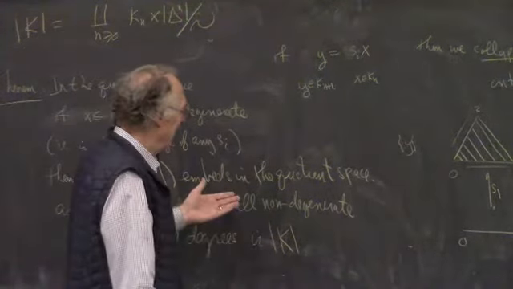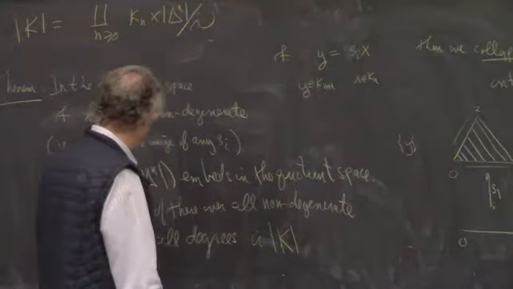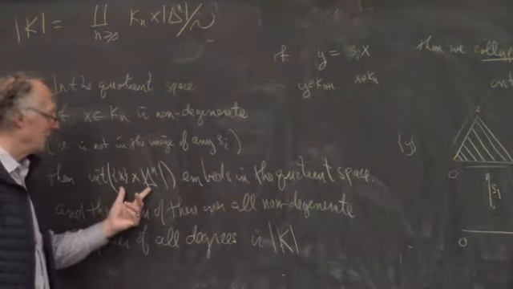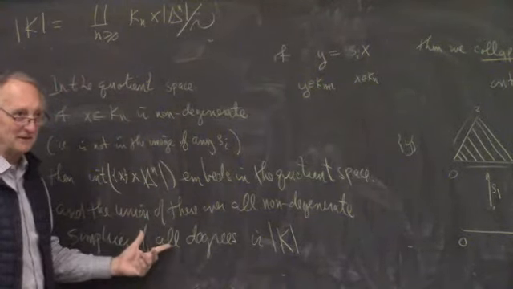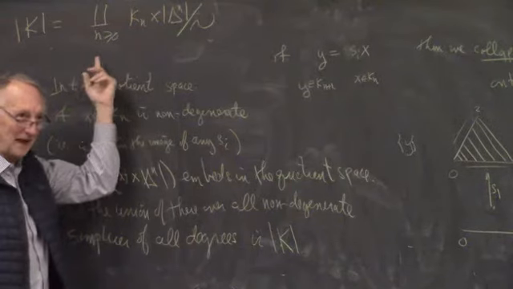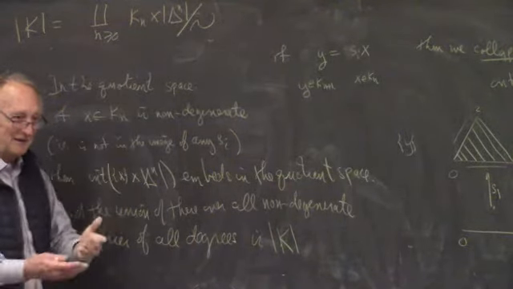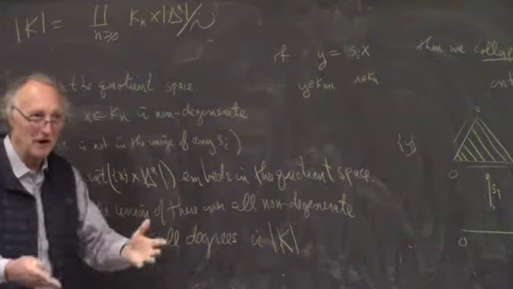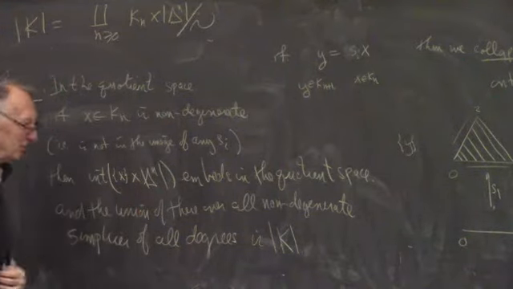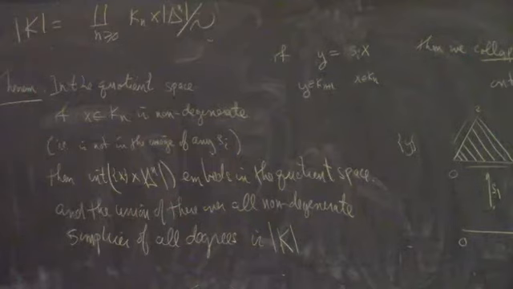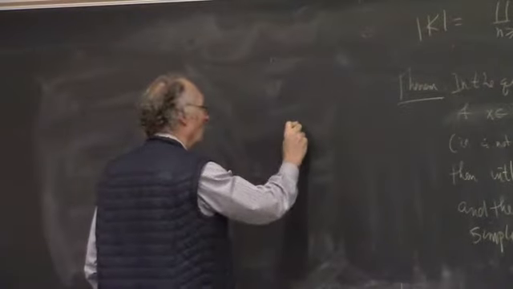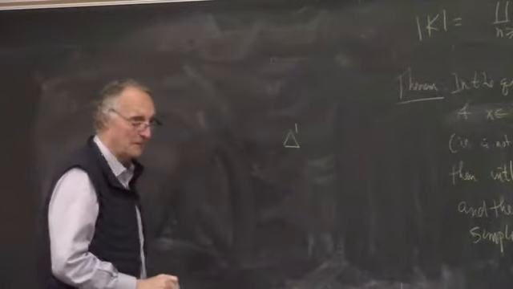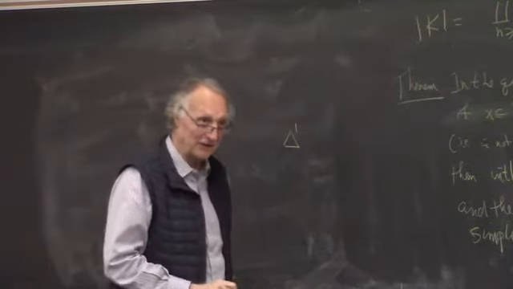Because even though you think of these interiors as open simplices, they are not open subsets of K. And the closure of one of them will include others. So let's think of the simplicial set delta 1 and see what the geometric realization gives us.